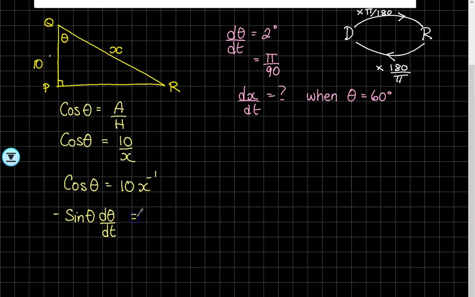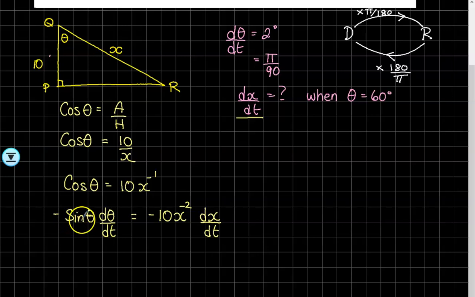We know how to differentiate this chap. Minus 1 times 10 is minus 10x to the minus 2. But I'm not differentiating with respect to x, I'm differentiating with respect to time, so I have to pop in my dx by dt. Now we carry on and we go, right, what did I want to do? I wanted to find dx by dt. Well, that's great. It's in my equation here, which means I should have every other bit of information.